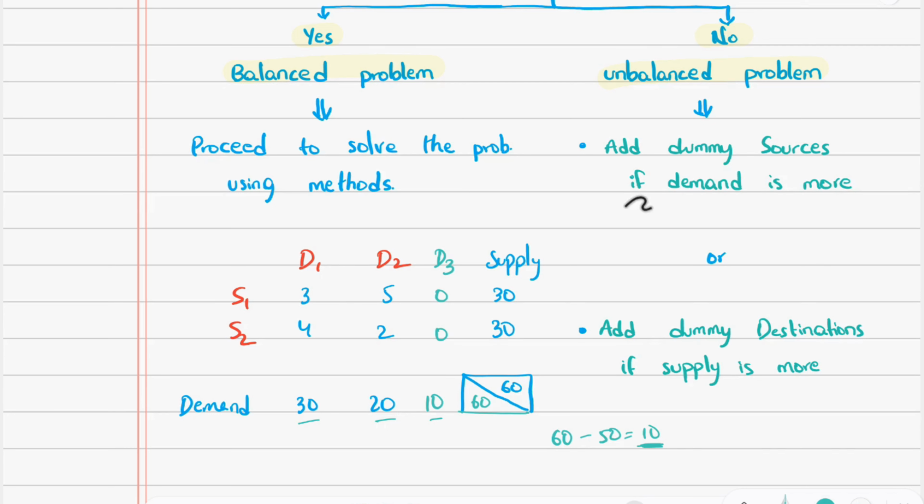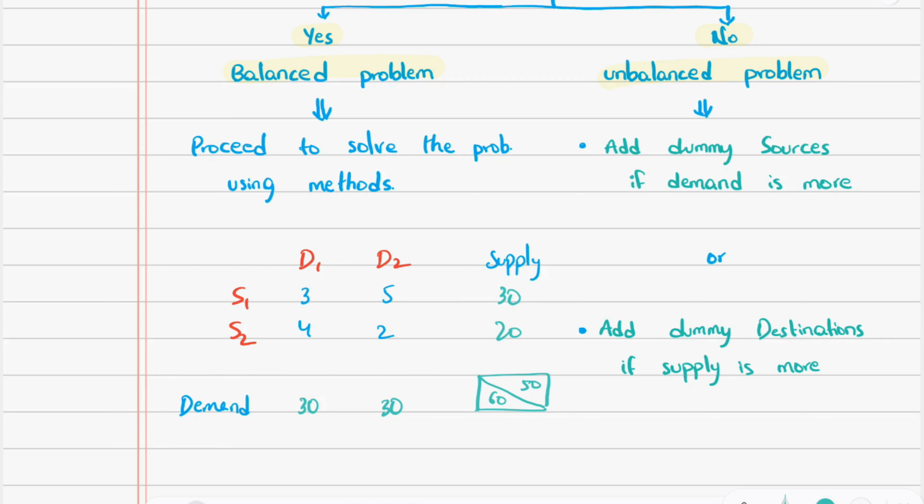In the same way, let's also see the case where the demand is more. Now let's take the demand as 30 and 30. D1 needs 30 units, D2 also needs 30 units. Let's say the supply is 30 and 20. This basically means S1 is capable of supplying 30 units and S2 is capable of supplying 20 units. Now let's add the total supply and total demand. The total supply is 30 plus 20, 50. The total demand is 30 plus 30, 60.